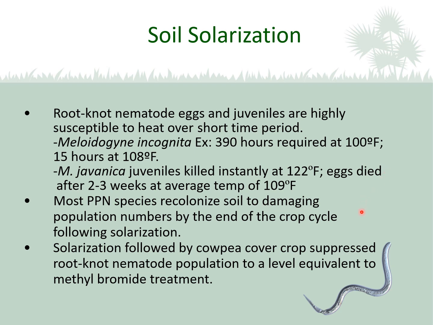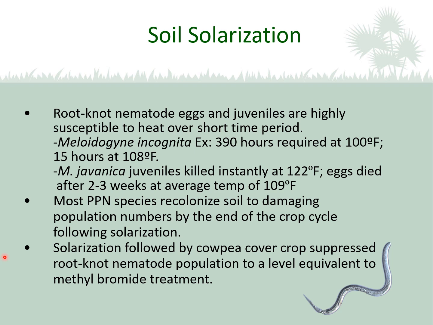Most PPN species recolonize soil to damaging numbers by the end of the crop cycle following solarization. So you solarize, you plant your crop, and by the time you're done harvesting that crop, the nematodes are going to be back.